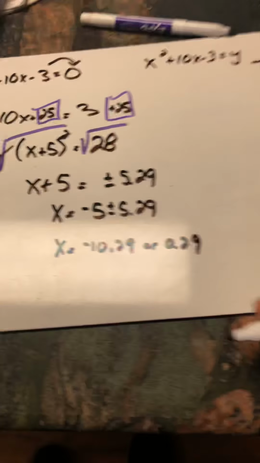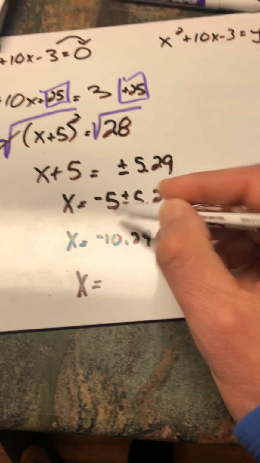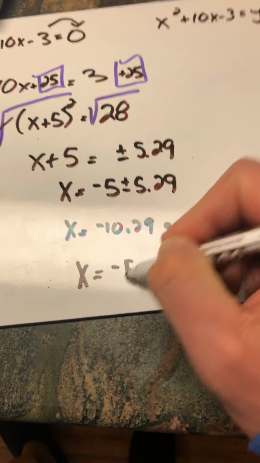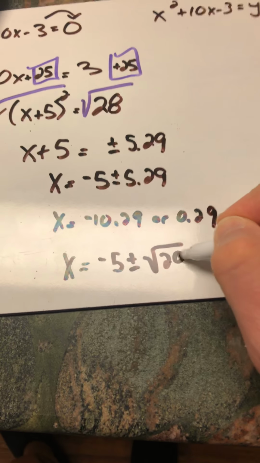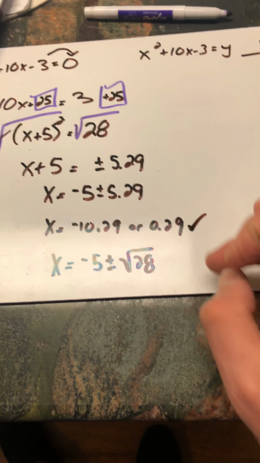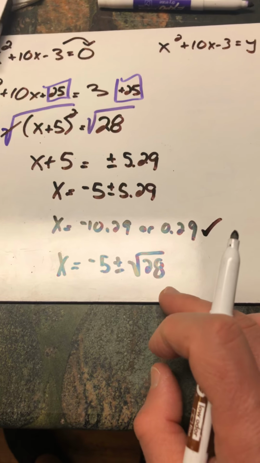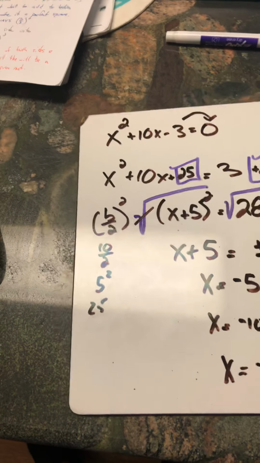Now if it's not a perfect square, and 28 is not, sometimes your textbook will leave your answer like this. They get that 5 to the other side, they'll put negative 5 plus or minus the square root of 28 and just leave it like that. Right now we're going to estimate and get decimal answers if it's not a perfect square, but this is an okay answer as well. All right, so that's the process when we do this.